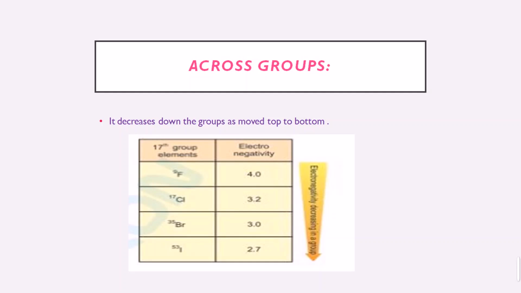And here is fluorine. Taking the halogen family, which is the 17th group of elements: fluorine, chlorine, bromine and iodine. Their electronegativity values are comparable. We can see that fluorine has the highest value, which is 4, and iodine has the least value, which is 2.7.